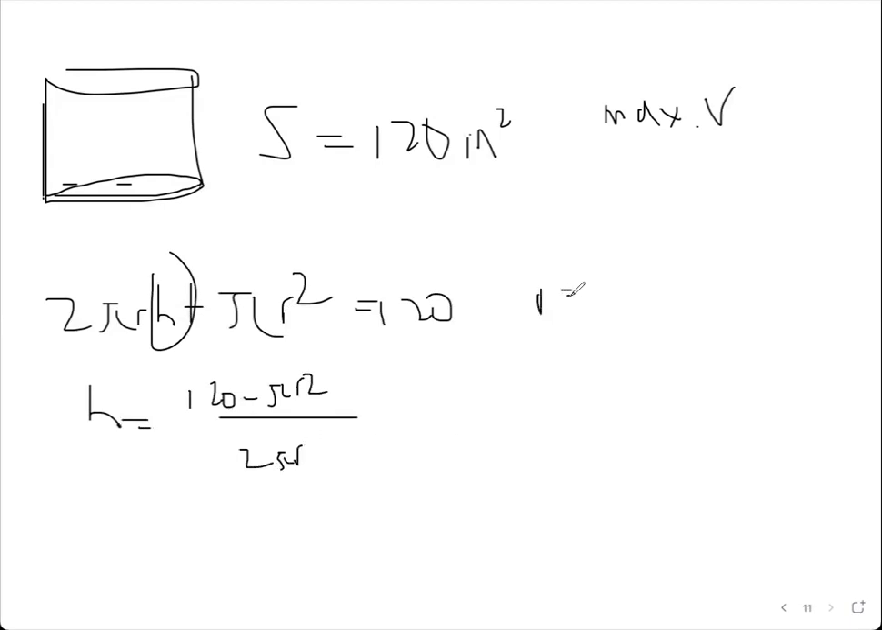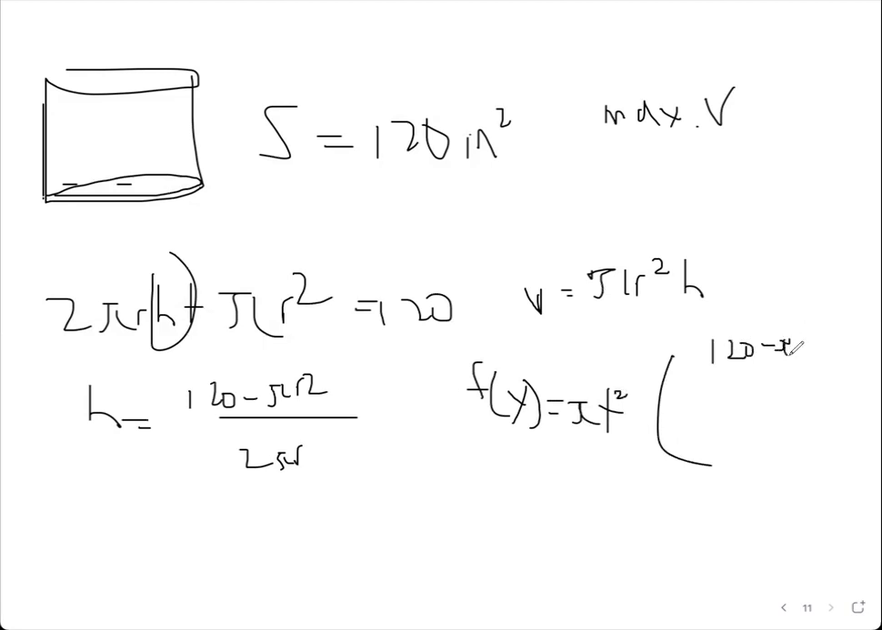Well, volume is equal to pi r squared h. h we can replace in our function. Let's say x is the variable. r becomes x in this case, times 120 minus pi x squared over 2 pi x. And again, you should be able to calculate the derivative by hand.